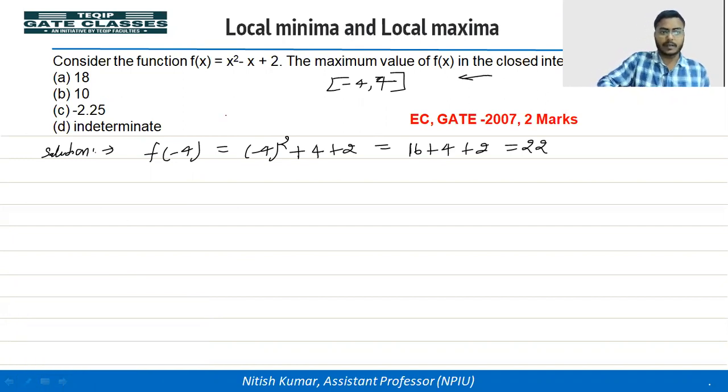Just do the correction here. In the GATE question, it is x minus 2. Here it is x minus 2. So here also you will get x minus 2, minus 4 minus 2. So you can get these values.